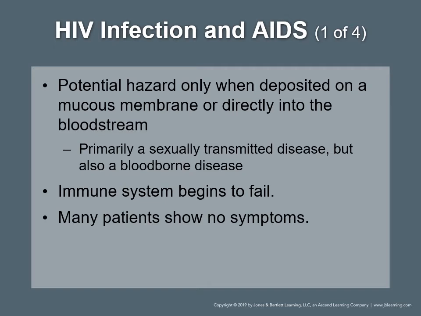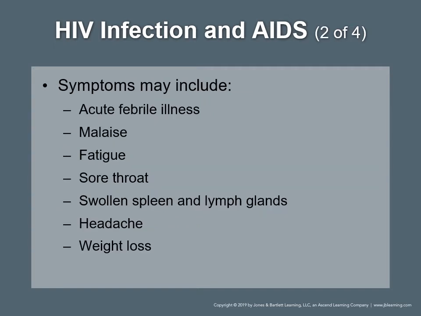In a person with HIV infection, the entire immune system begins to fail, allowing life-threatening opportunistic infections to flourish. The HIV pathogen envelops infected cells and attacks the immune system and other body organs. Many patients with HIV show no symptoms. If they do show symptoms, these signs and symptoms may include acute febrile illness, malaise, fatigue, sore throat, swollen spleen and lymph glands, headache, weight loss, and possibly a rash.